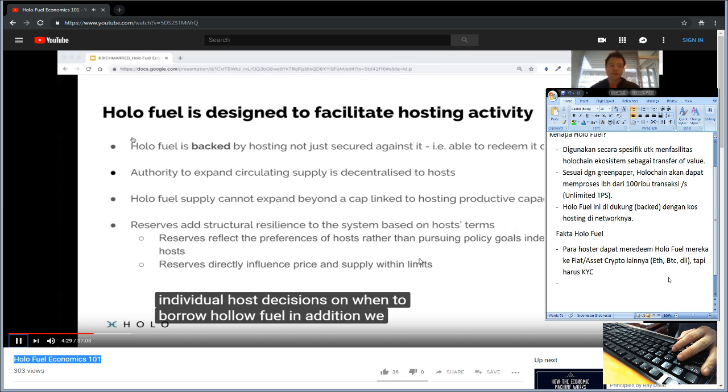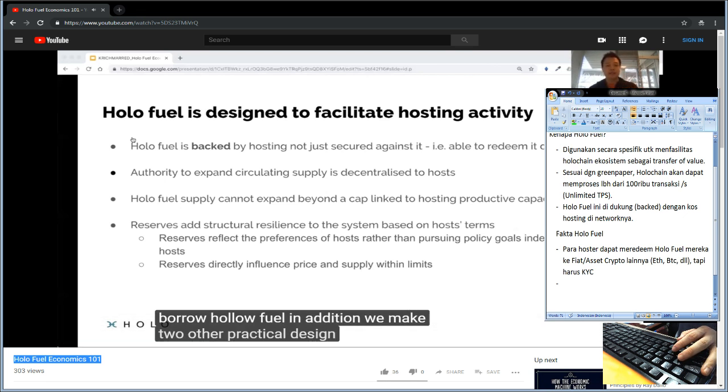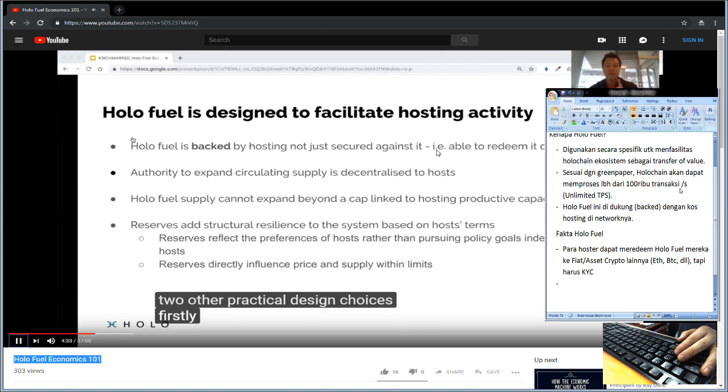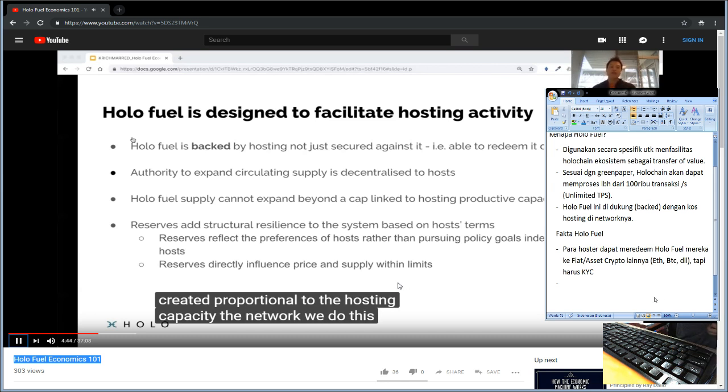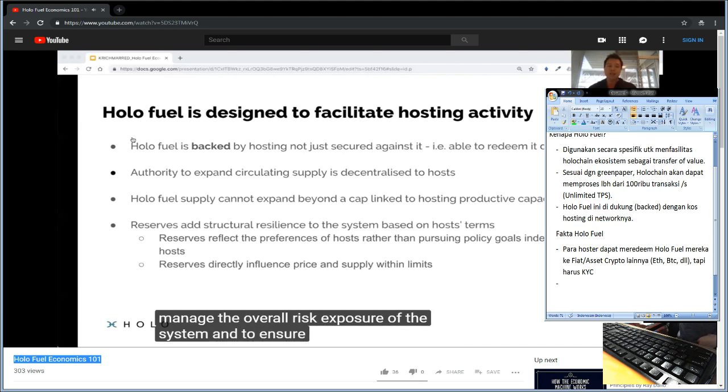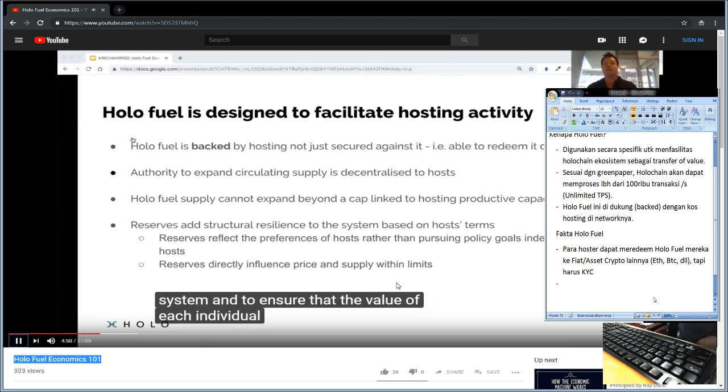In addition, we make two other practical design choices. Firstly, we intend to implement a cap on the overall amount of fuel that can be created, proportional to the hosting capacity of the network. We do this to manage the overall risk exposure of the system and to ensure that the value of each individual unit of Holo Fuel cannot be inflated away by hosts working together.